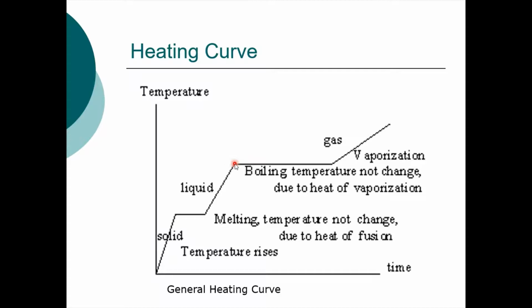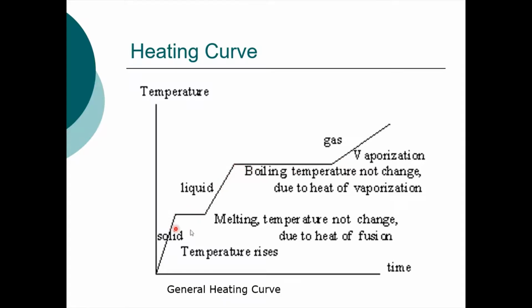Now, the boiling point usually has a larger flat area because it's harder to turn a liquid to gas than a solid to a liquid. Notice that this was a flat area right here. This one's much wider because it takes more energy. It's still the same sample size.